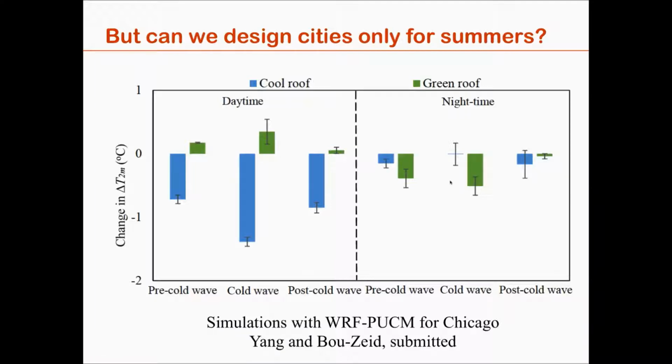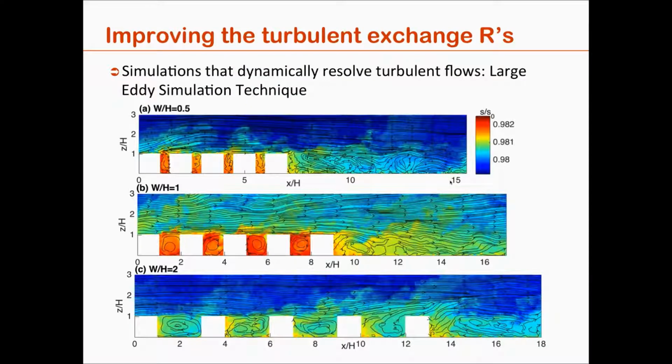So the interesting thing is that these are negative impacts, but also the cool roofs and green roofs here are having very different impacts compared to summertime, where their impacts were very similar. So what this tells us is that when we design green infrastructure, we really have to be mindful about their wintertime impact, especially in a lot of the colder regions in the United States. We cannot just focus on the summertime.